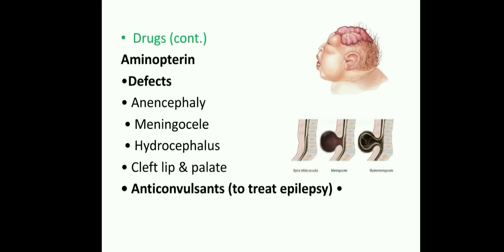And next one is aminopterin. With the use of this drug, aminopterin, the baby suffers with anencephaly. Anencephaly means brain defects, structural defects of the skull bones. Okay, look at that picture, that is anencephaly.